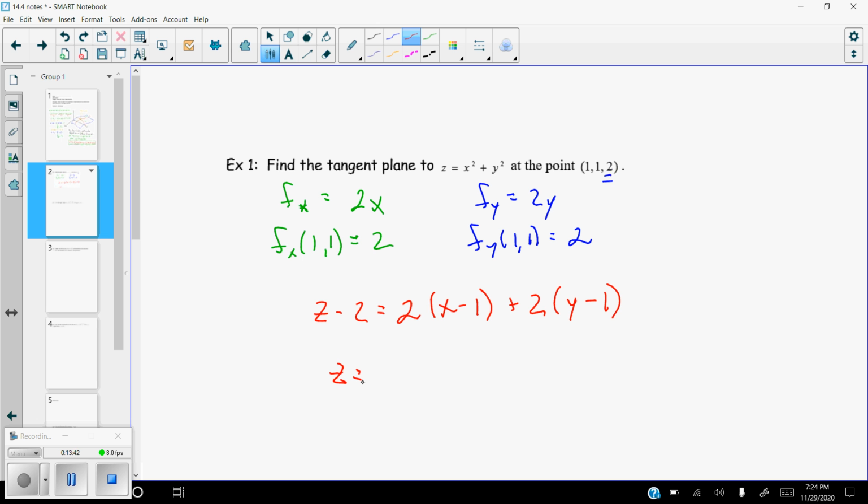So let's see here. z would equal, we're going to get a 2x, we're going to get a 2y, and then we're going to get a minus 2 on the right, another minus 2. So we have minus 4 on the right, but then we're going to add 2, so we're going to get a minus 2 out of that. And there's your equation of your tangent plane at the point 1, 1, 2.